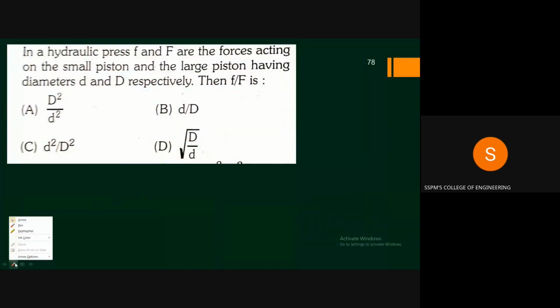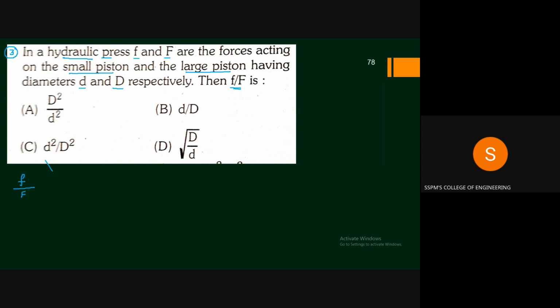Okay, now refer the third question. So what is given in the question? In a hydraulic press, small f and capital F are the forces acting on the small piston and the large piston having the diameter small d and capital D. Then what is the ratio small f upon capital F? Okay, so we have to find out this ratio, small f to capital F.